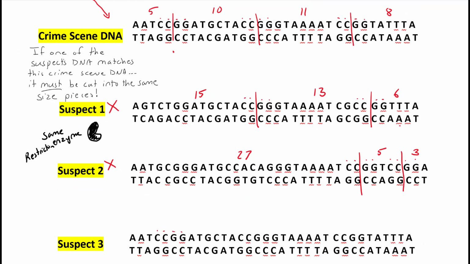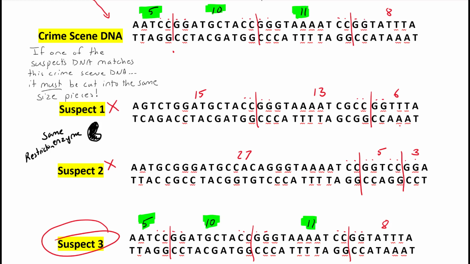Suspect 3. Person who did not want to give their DNA up. The DNA is cut into pieces that are 5, 10, 11, and 8 bases long. That's the exact same cuts that were made in the crime scene DNA. Since they were the exact same cuts, they make the exact same size pieces.